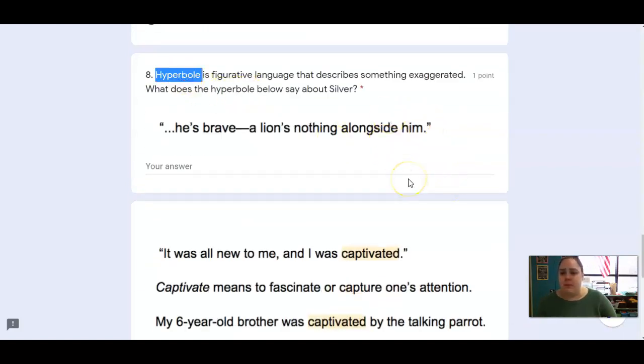Number 8 talks about hyperbole. That is a type of figurative language where we exaggerate something. What does this hyperbole say about Silver? He's brave. A lion is nothing alongside him. They're saying that if a lion was standing next to him, that lion is nothing compared to him.